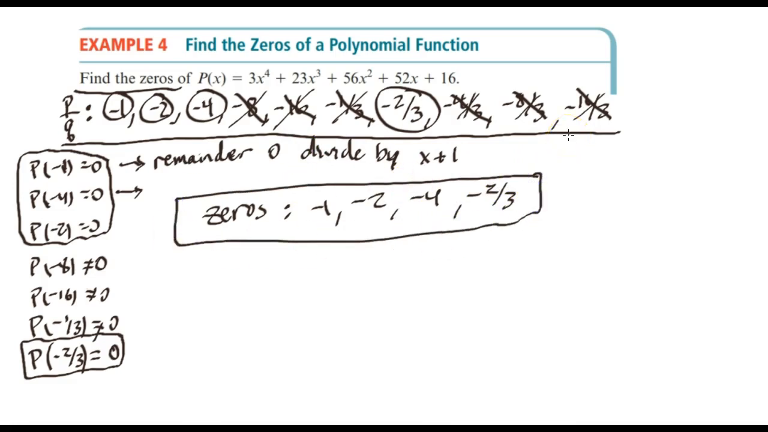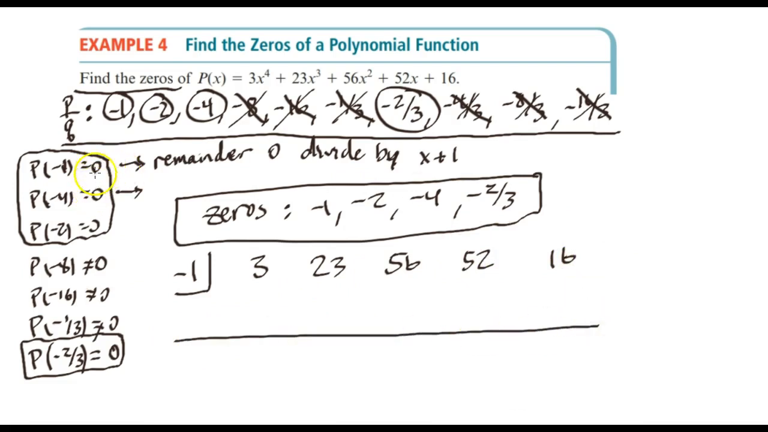So this is an alternative to using synthetic division. I'm going to show you how to use synthetic division just for one, but realize we're done. This is an alternative method, but I just want to show you how to work out synthetic division just so you know. All right, so let's look at the first one we found. Let's use -1, and we have 3, 23, 56, and 16. We're just using the coefficients, and they're all positive. And we'll see that we have a remainder of 0.